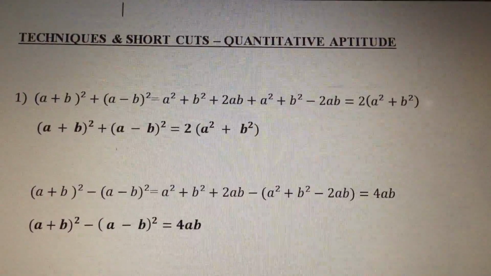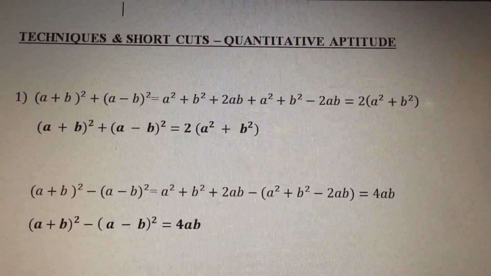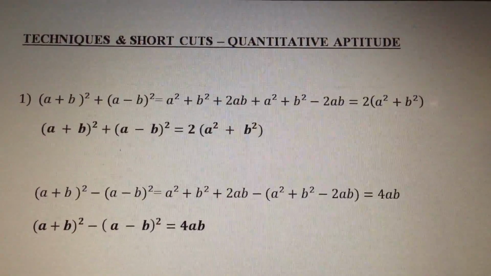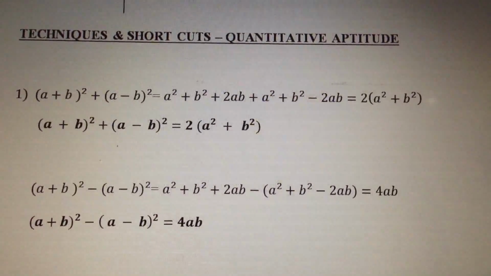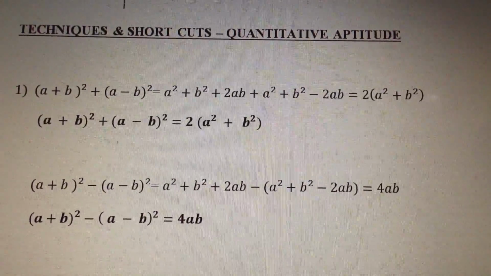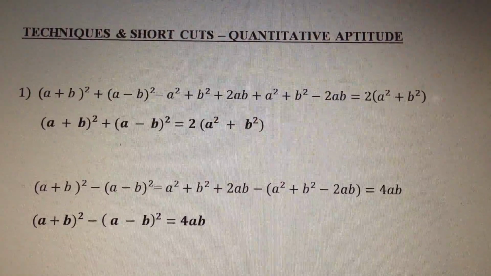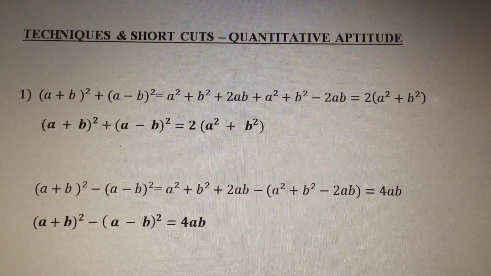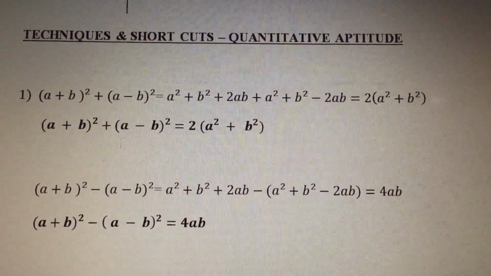Most of the shortcuts are derived from the basic concepts and basic formulas. Only thing is they are framed differently and they are viewed differently. For example, we all know (a+b)² is equal to a² + b² + 2ab, and (a−b)² is equal to a² + b² − 2ab.